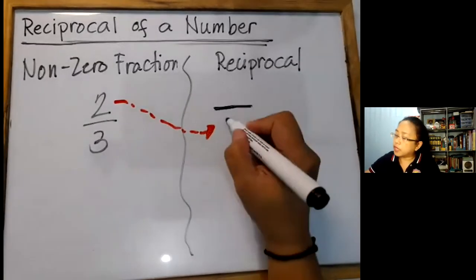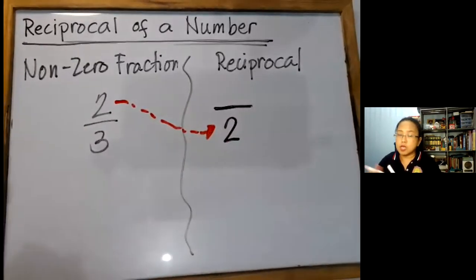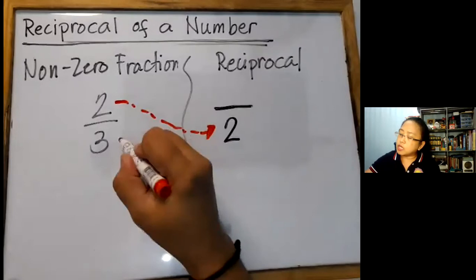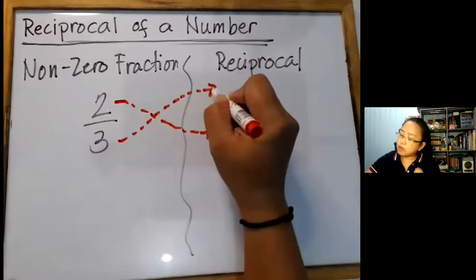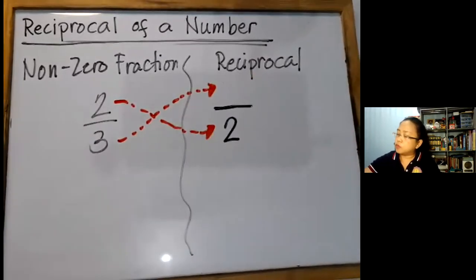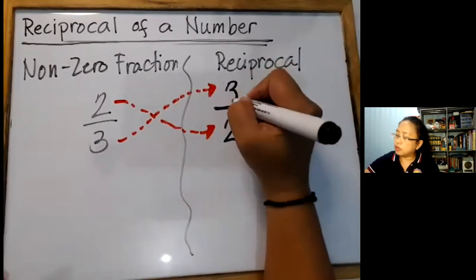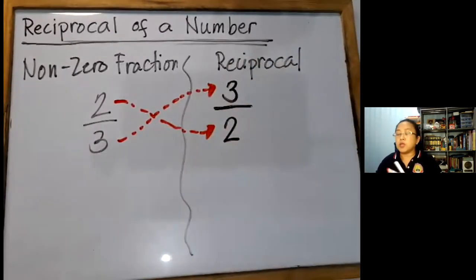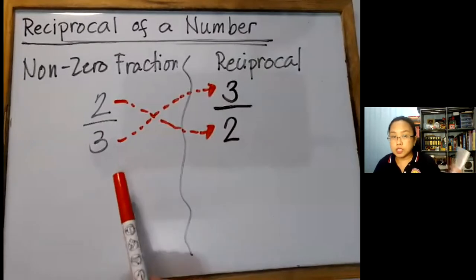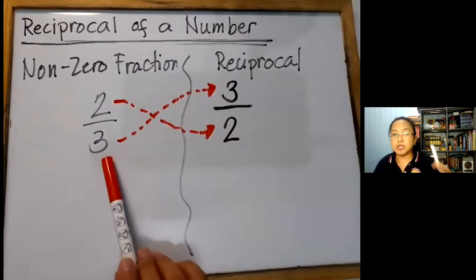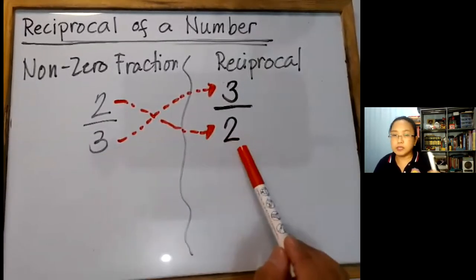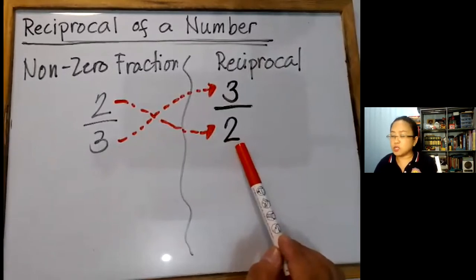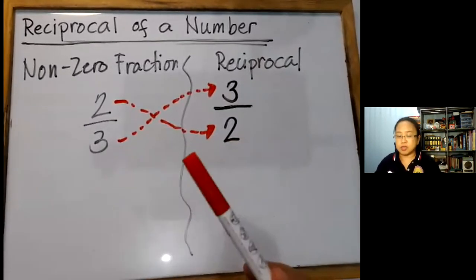Okay? So, magiging denominator 2 siya. And then, yung denominator 3 will go up to be the numerator. Okay? So, yan. So, ano ngayon ang reciprocal ng 2/3? Ang reciprocal ng 2/3 ay 3/2. Okay? So, ganun lang kasimple yun.